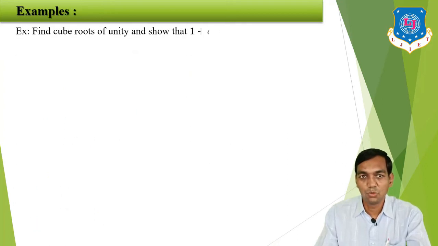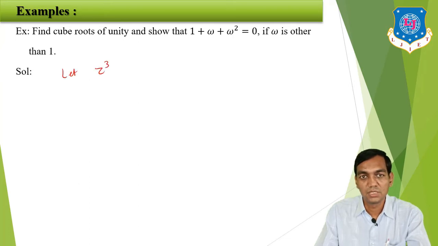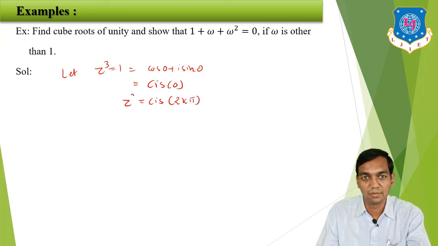Now, find the cube roots of unity and show that the sum is equal to 0 if omega is other than 1. First of all, let Z cubed is equal to 1. That means you have cos 0 plus i sin 0, and that will give you cis 0 basically. But you have to replace the angle by the general angle. So 2k pi plus 0, that means cis 2k pi.